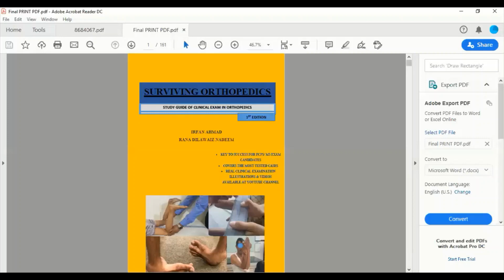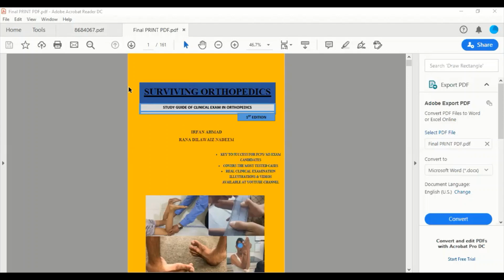This book is very important and very useful for residents who are just joining the orthopedic department and for residents who are going to appear in the exam, because the book is exam oriented and has been made very simple, but with simplicity it gives you everything that a particular examination demands. It was published 2 months ago, and Alhamdulillah, now the book is all over Pakistan and is in demand by all the orthopedic residents.